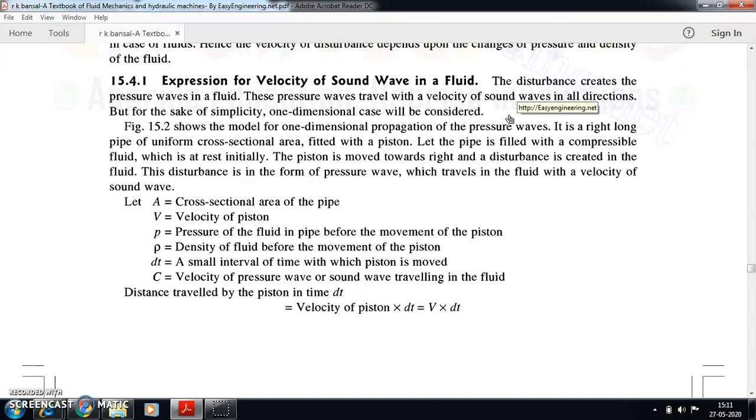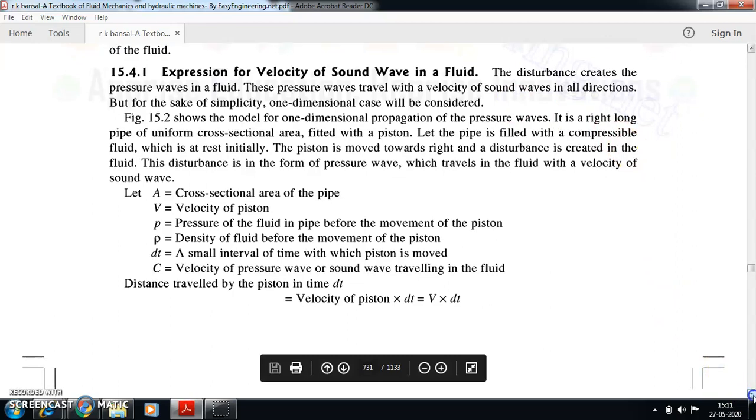This is very, very important. The pressure wave will travel with the velocity of the sound wave, and it is irrespective of direction. It is going to be the same in all directions. But for our case, to make it simpler, we are making a one-dimensional case this way.